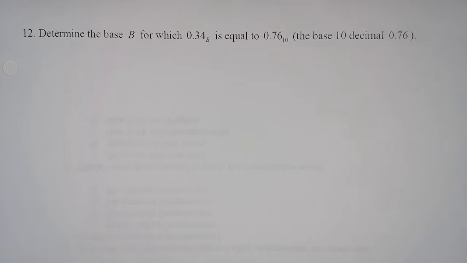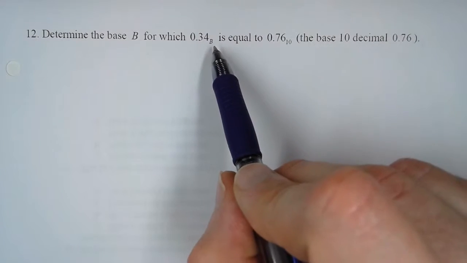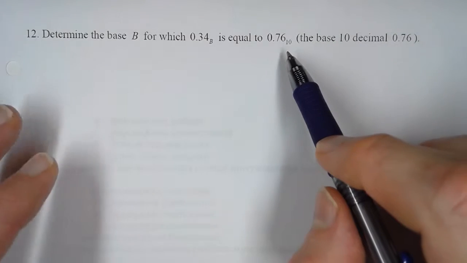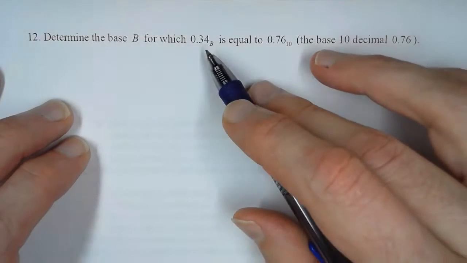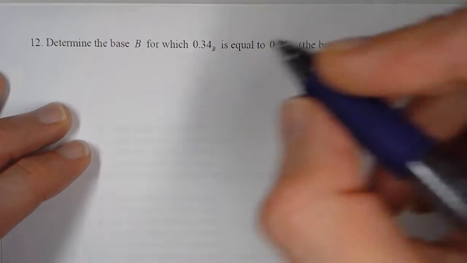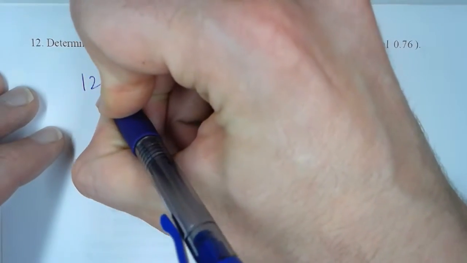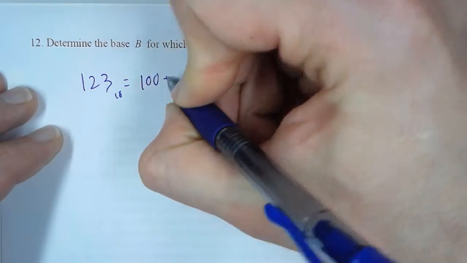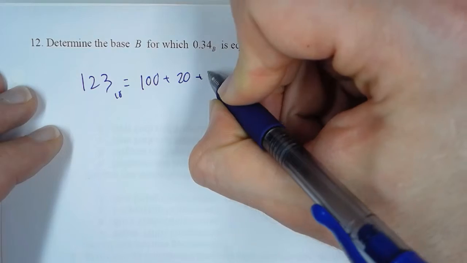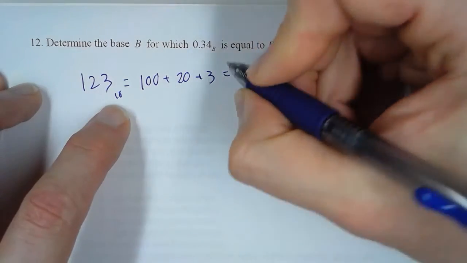In this problem, it says determine the base b for which 0.34 base b is equal to 0.76 base 10. All right. So the way number bases work is if I have 1, 2, 3 in base 10, what that means is I have 100 plus 20 plus 3. Now what does that have to do with 10?